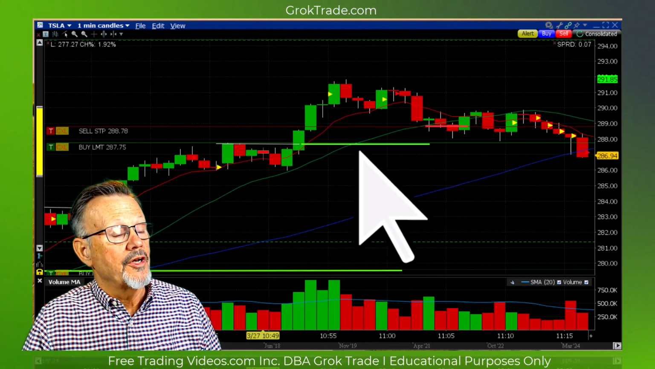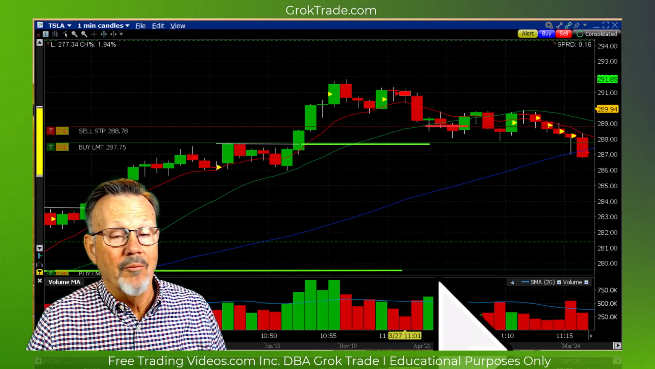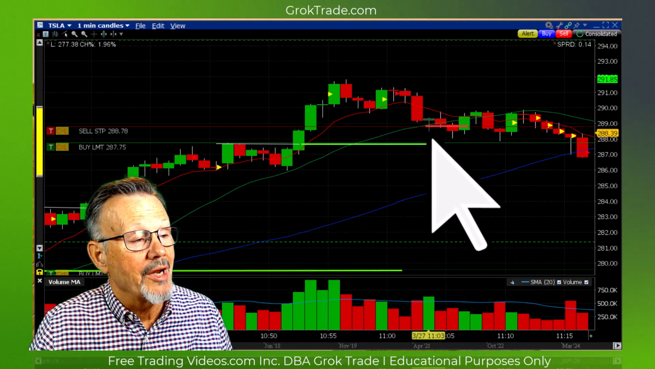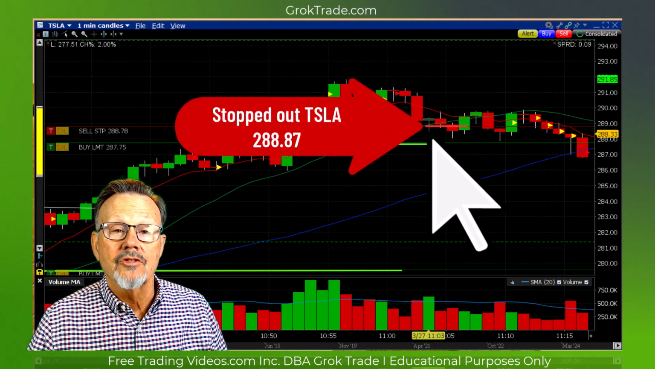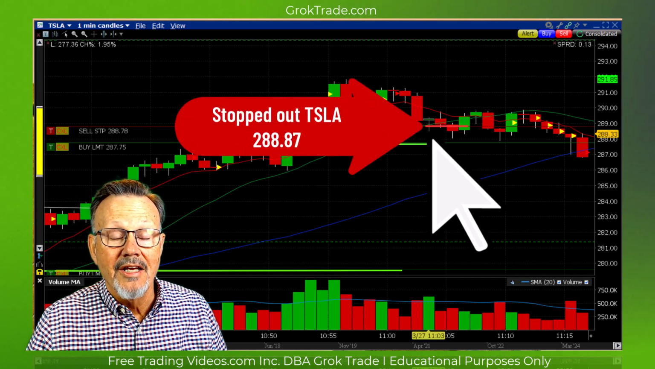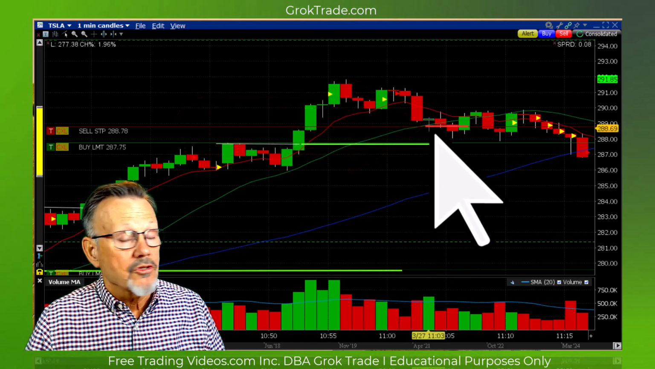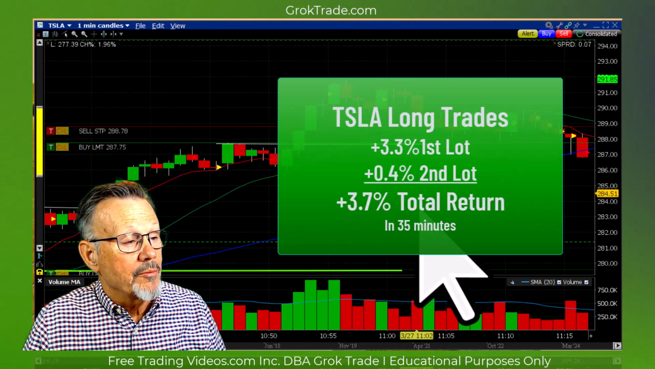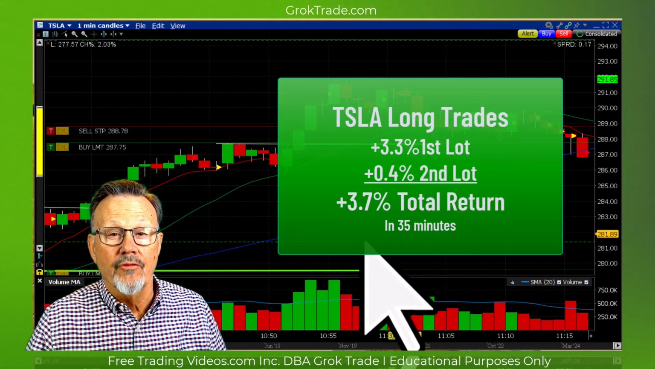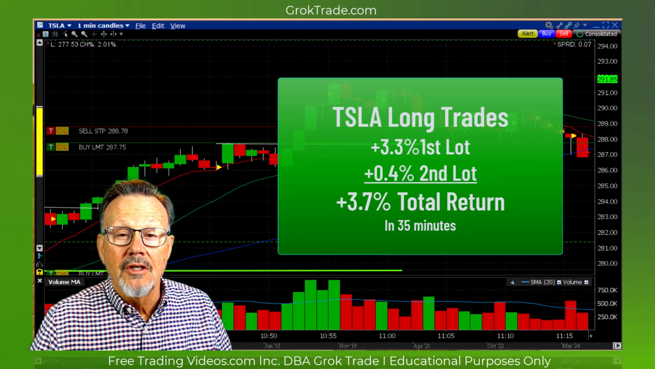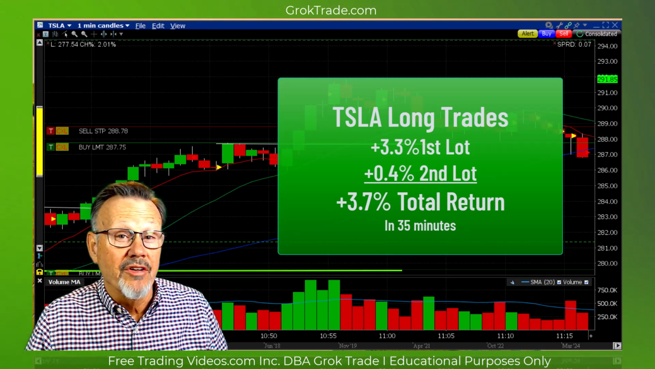Let's see what happened after that. Well, sure enough, I was moving it up, and bam, there it goes. It dropped and got me right here. I am out of both lots at 288.87. From the first lot, I got 3.3%, and on the second lot, I got 0.4%. So this was a combined trade of 7.3% in 35 minutes.